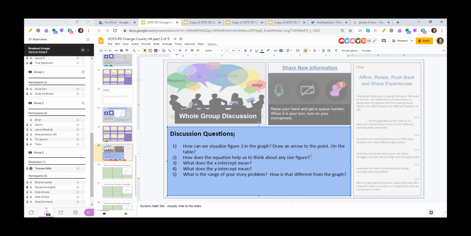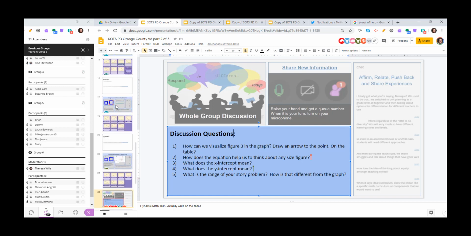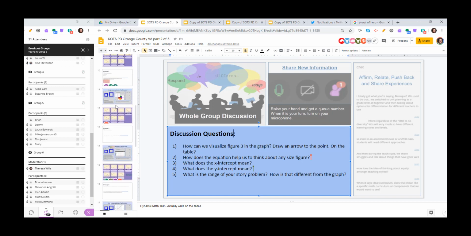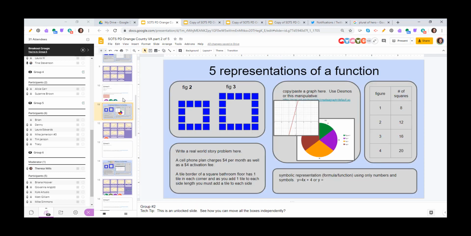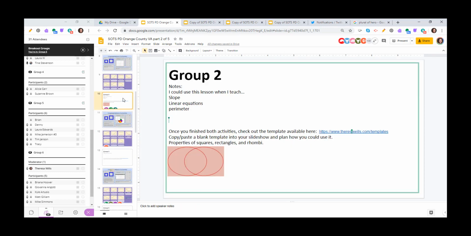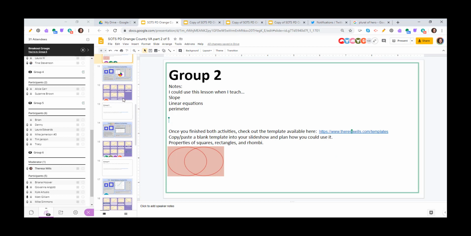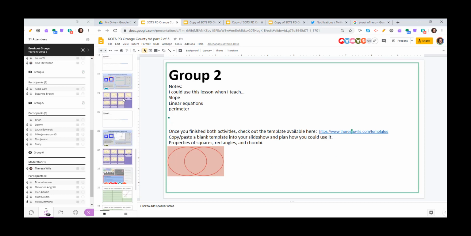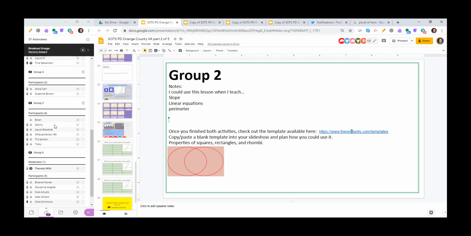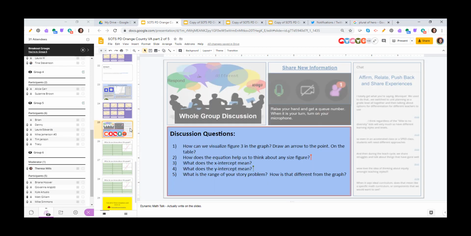Well, you said that the y-intercept meant that if you had no enclosed space, you would need 4 blocks. Yeah, that's what he said. And then the x-intercept, I mean, the x-intercept is not possible if we're just talking about those pictures. There's not a picture that we could draw to represent the x-intercept.